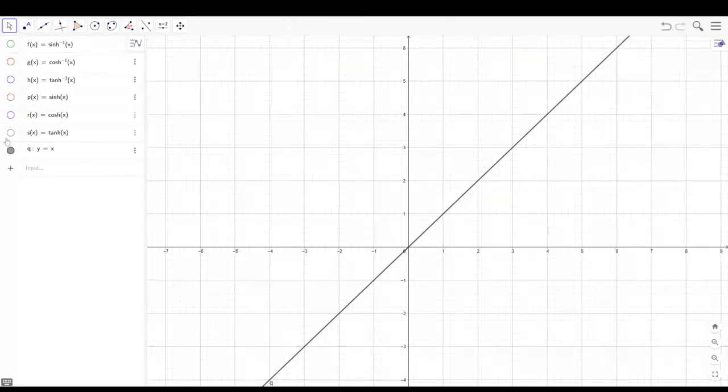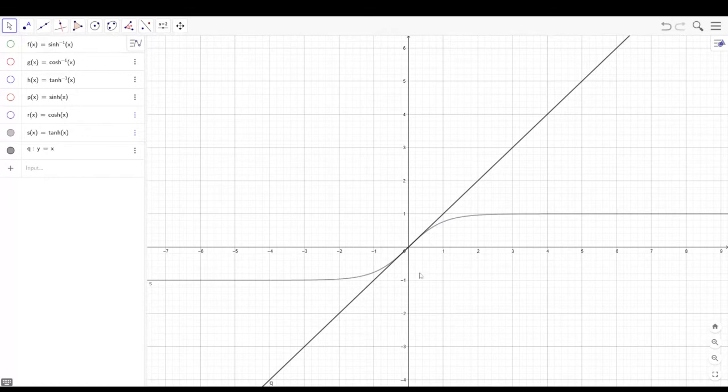And then what about the hyperbolic tan and the inverse of that? Well, again, you're just reflecting it. So that's a really basic way of understanding what the inverses look like based on the graph of the original function. And if you really want to break it down, you can break it down in terms of exponential functions for the hyperbolic cos and hyperbolic sine and hyperbolic tan.